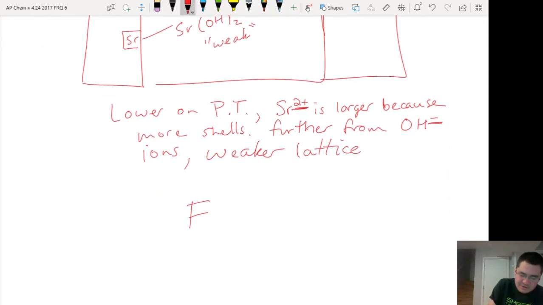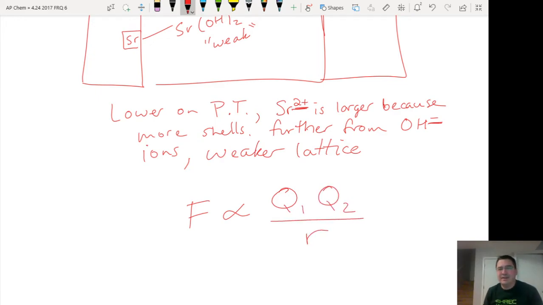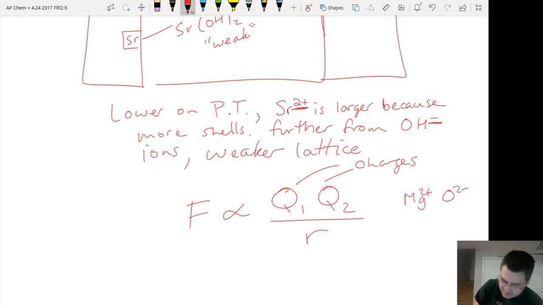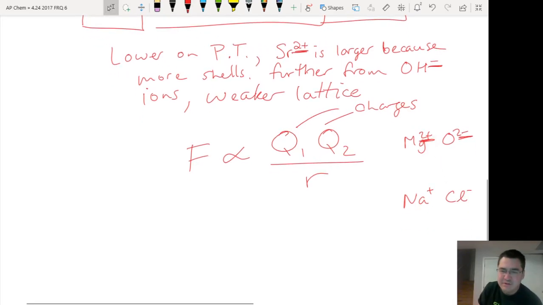In Coulomb's law, the force is proportional to these two things, which are the charges. The bigger the charges, the stronger the force. So if you had magnesium and oxygen versus sodium and chlorine, the 2's up here would result in bigger charges on top, so that would be stronger than sodium chloride. Sodium chloride only has charges of plus and minus 1, so that would be a weaker force.